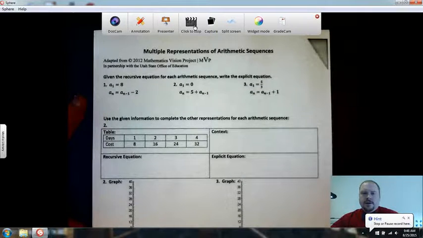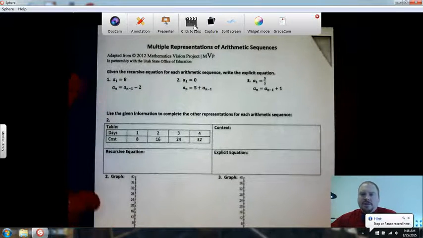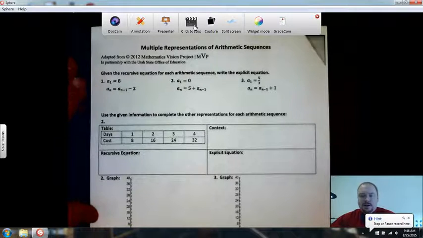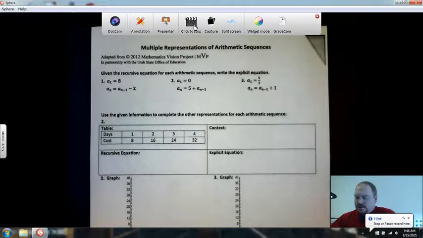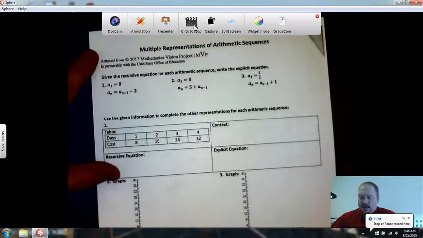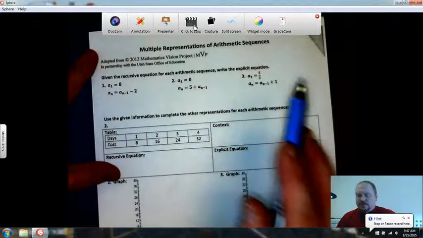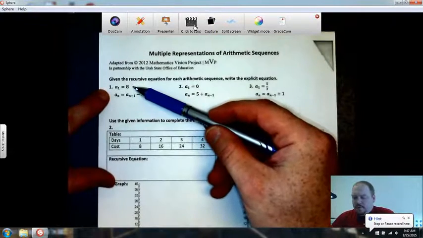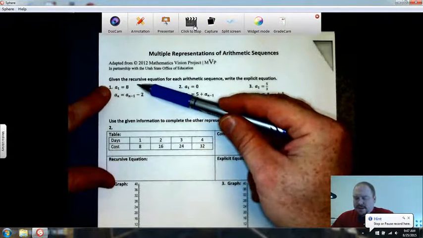Hello there. In this video, we're going to be talking about arithmetic sequences, and we're going to be trying to make some connections so that we can find some shortcuts and get more meaning. So these first three, they're very similar to the ones that we looked at yesterday, and you will notice that in each of these, they tell us what the first number is. So, in number 1, they say the first number is 8.